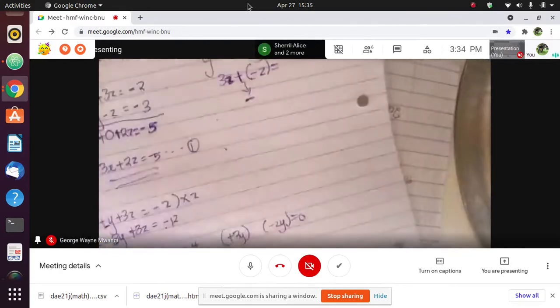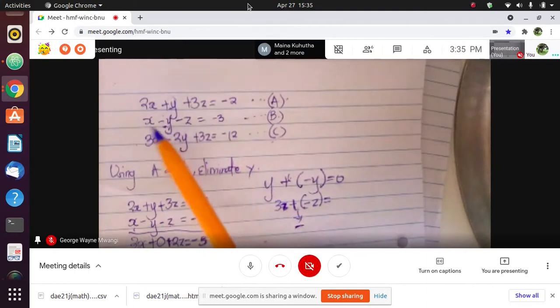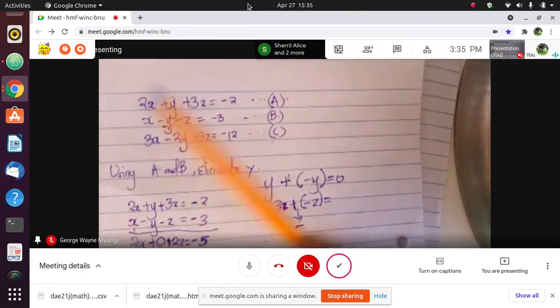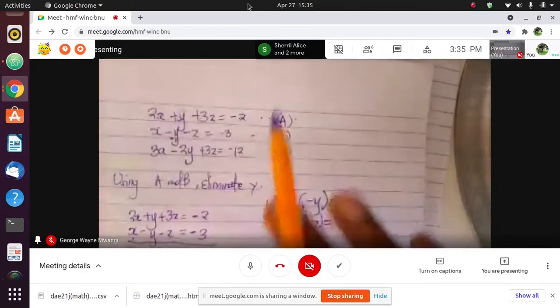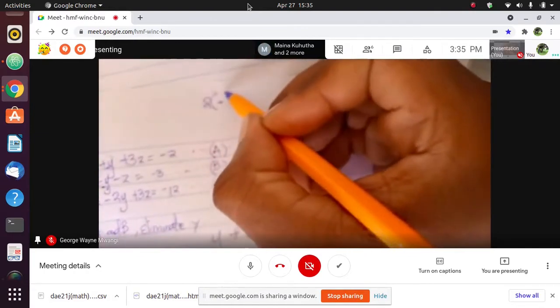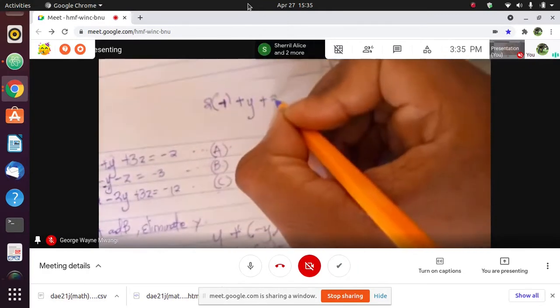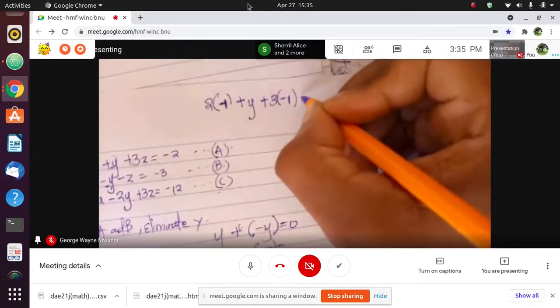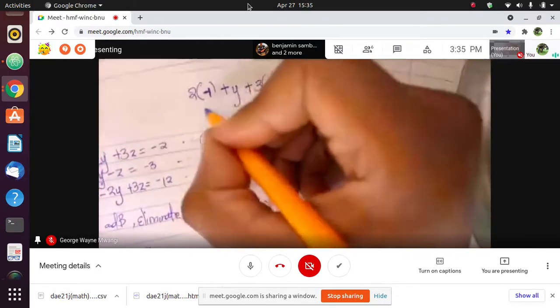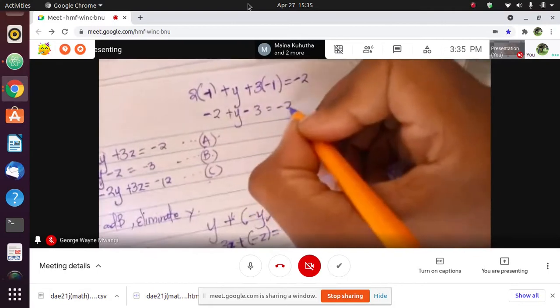Now we can replace them in our initial equations. You can choose any to replace it, to give the value of y. Now tell me, when you substitute, use whichever equation. Okay, now 2x, the value of x is negative 1. So 2 times minus 1 plus y plus 3. The value of z is minus 1 as well, is equal to minus 2. So minus 2 plus y minus 3 is equal to minus 2.